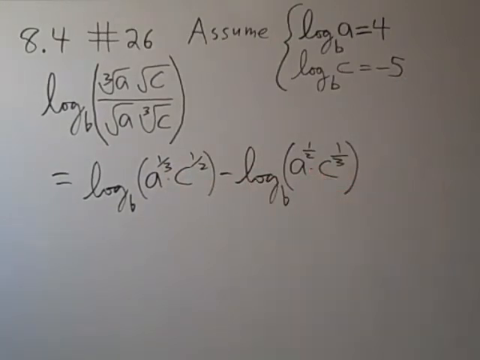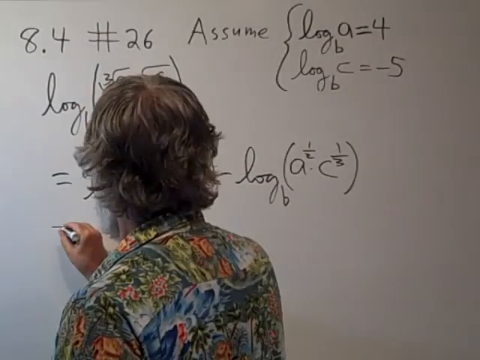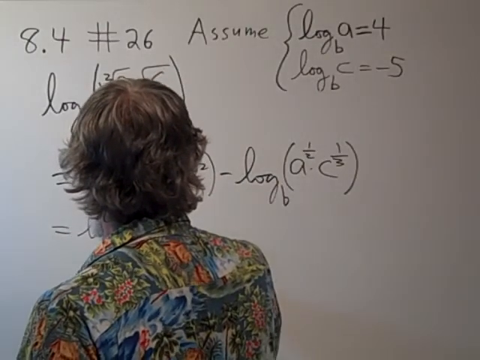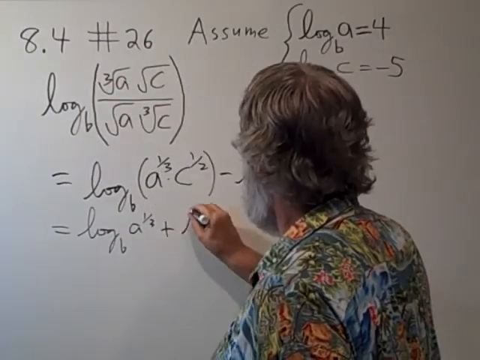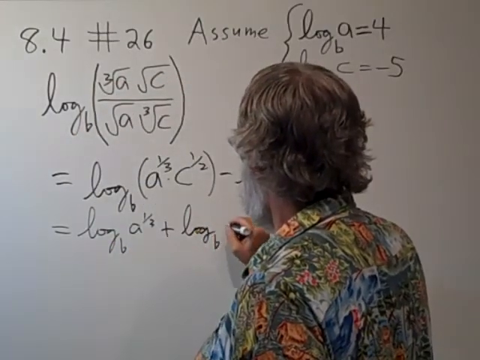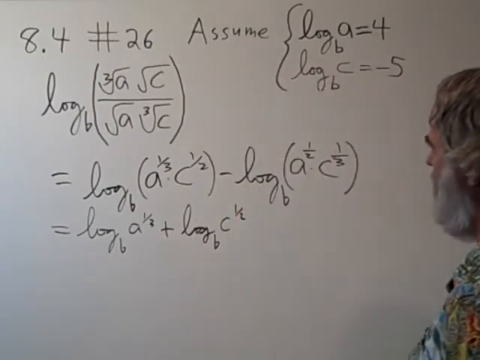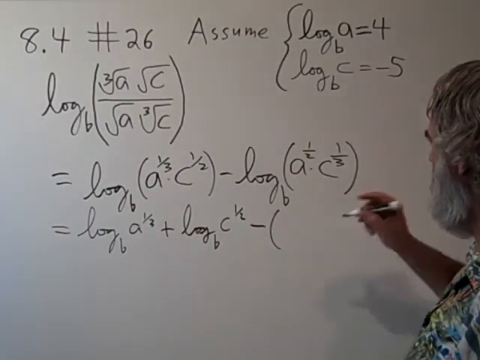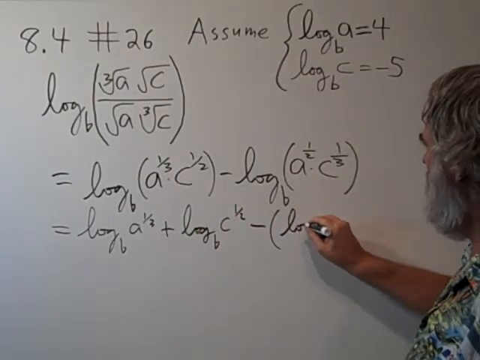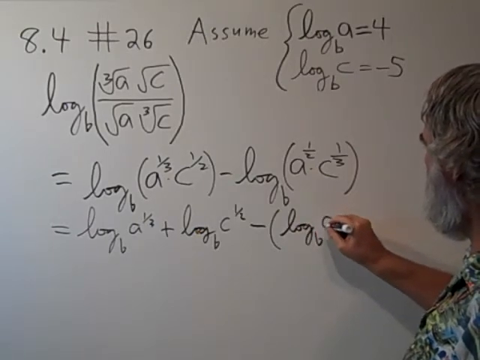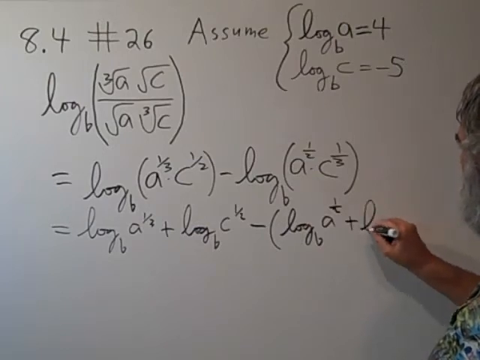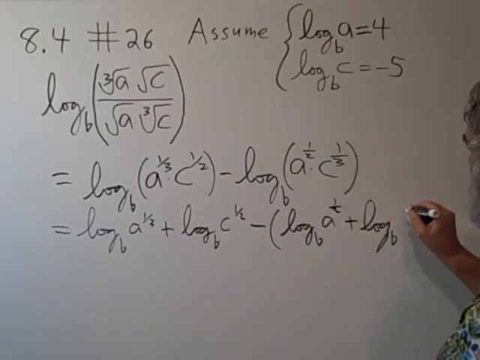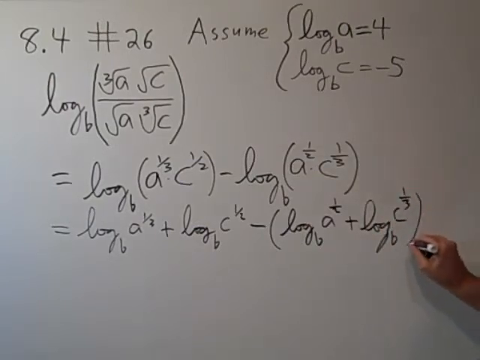So we use the property that the log of a product is the sum of the logs for each of these. And we get the log to the base b of a to the 1/3 power plus the log base b of c to the 1/2 power minus, over here, the log base b of a to the 1/2 power plus the log base b of c to the 1/3 power.